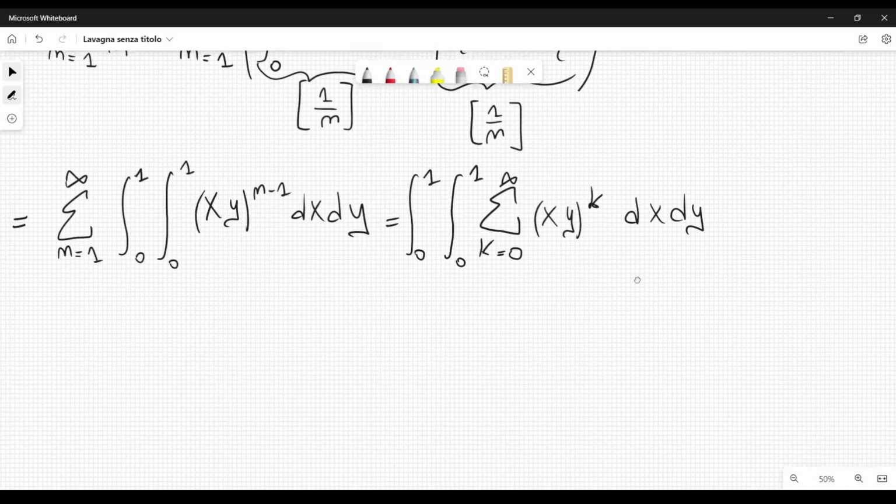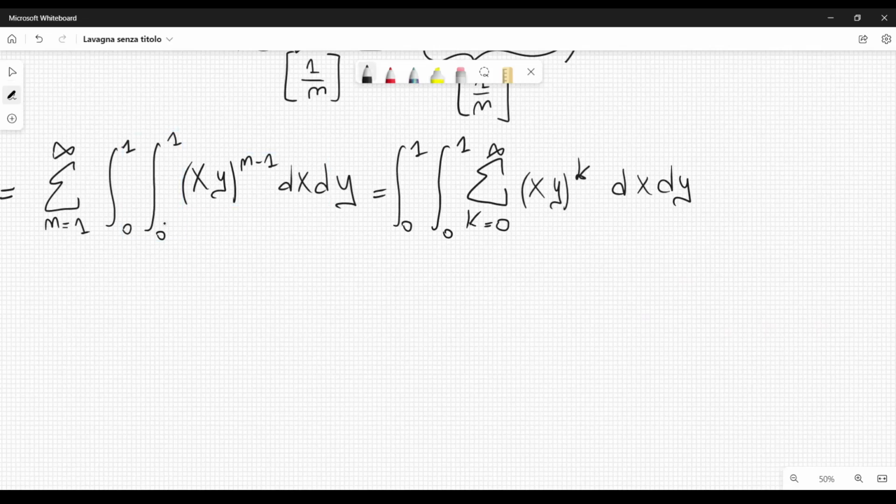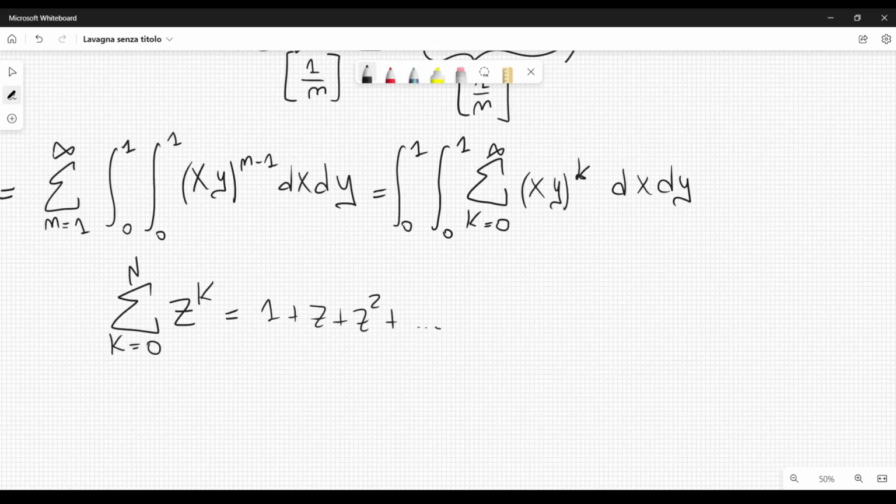Now we have a geometric series. It's easy to find the value for a geometric series, so let me show you here. Instead of a series, I will consider a finite sum from 0 to n of some value z raised to the power k. This is just equal to 1 plus z plus z squared plus dot dot dot plus z to the n. And now there is a trick to find a formula for this sum, because I can multiply these terms by 1 minus z and divide by 1 minus z.